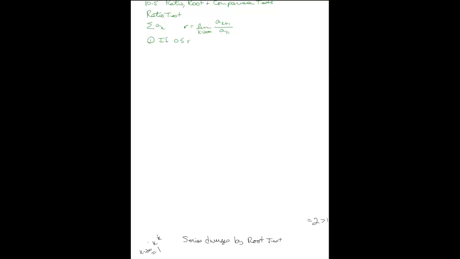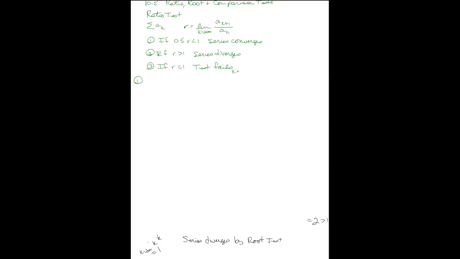If 0 is less than or equal to r is less than 1, the series converges. Second thing, if it's greater than 1, including infinity, the series diverges. And then finally, if it equals 1, the test is inconclusive. So test fails, which means you would have to go and use a different test to prove that.